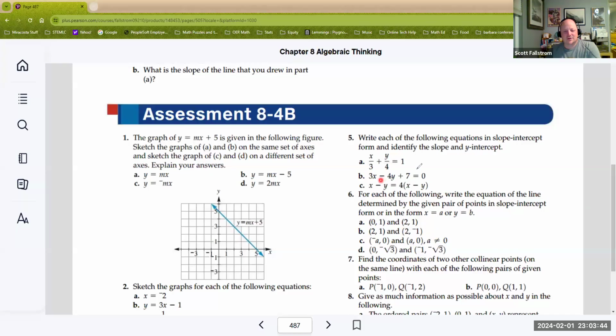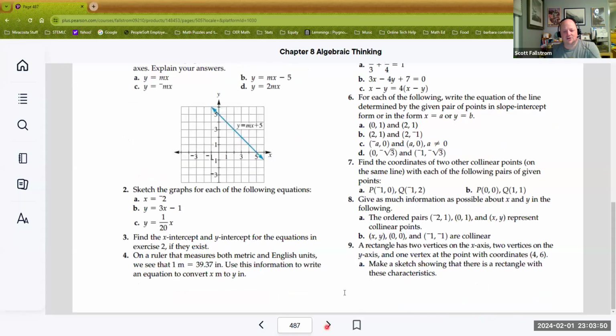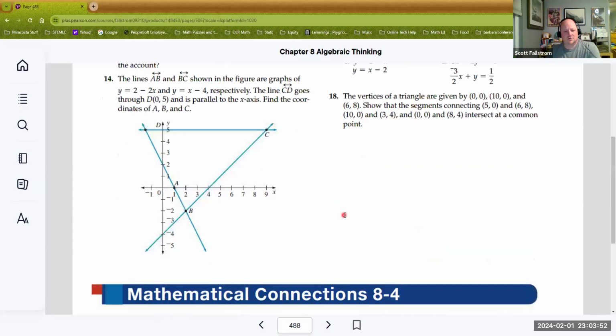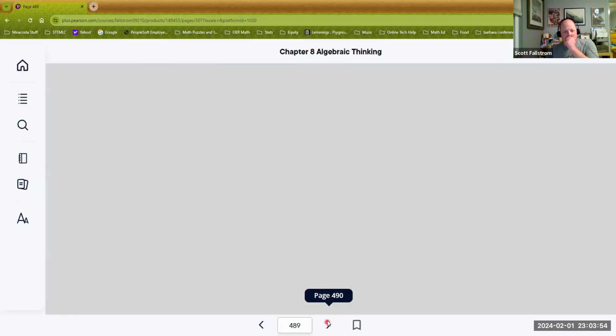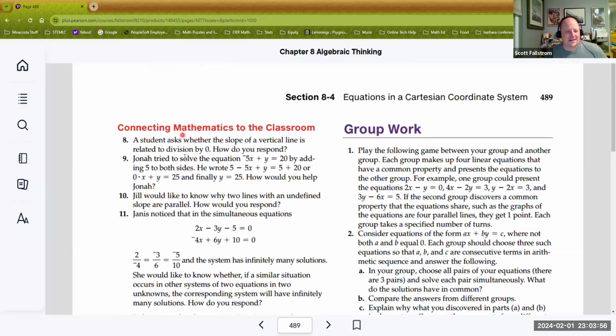Okay, let's look over to Math Connections. We have 8, 9, and 12 as part of the request. So 8, 9, and 12 Math Connections. Here we go. Math Connections 8. Student asks whether the slope of a line is related to division by 0. How do you respond?